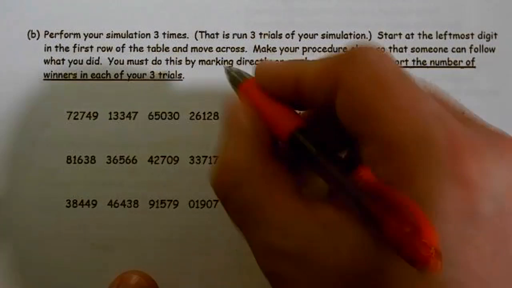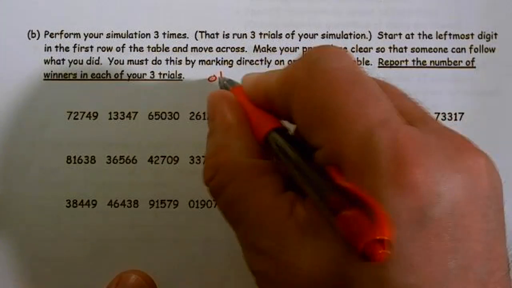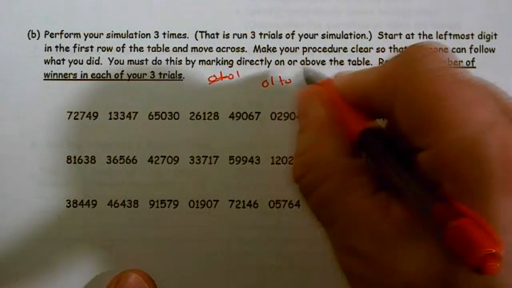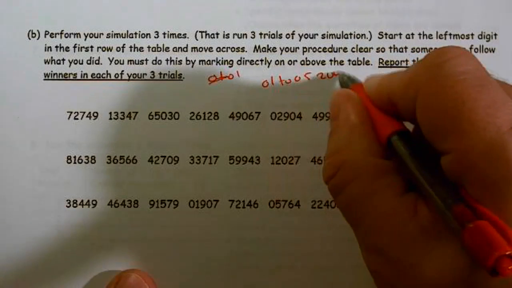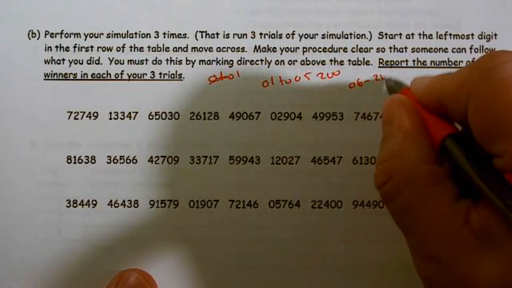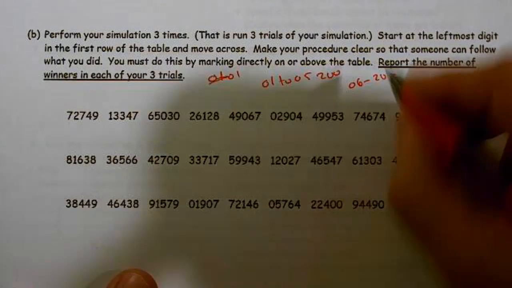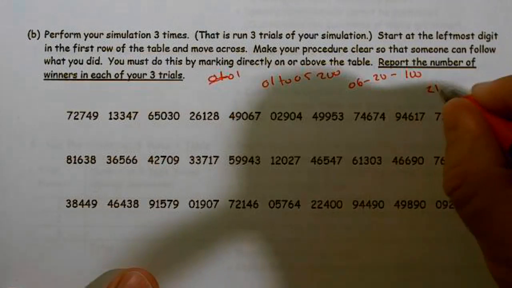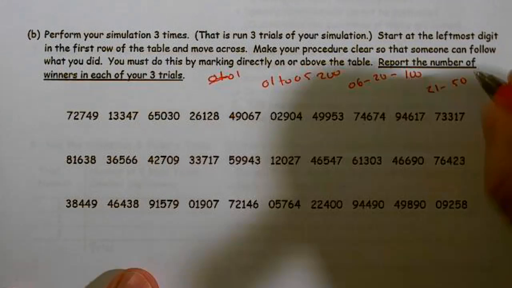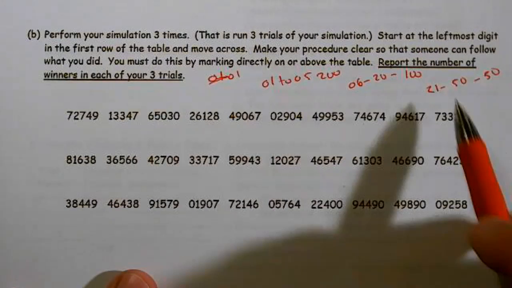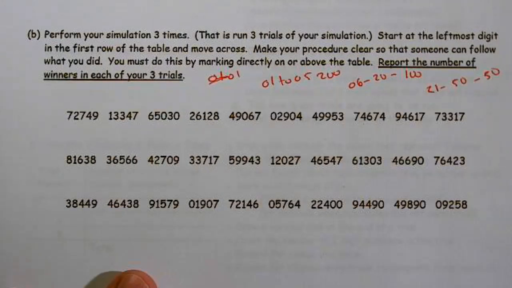Now remember, we said 01 to 05 is $200. We said 06 to 20 gets us $100. And we said 21 to 50, those numbers get $50. And we're going to continue until these values sum up to $300. Everything else is a skip.